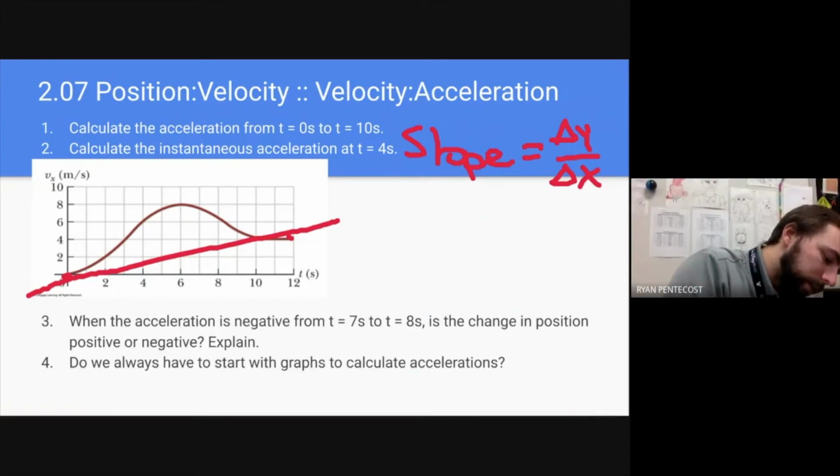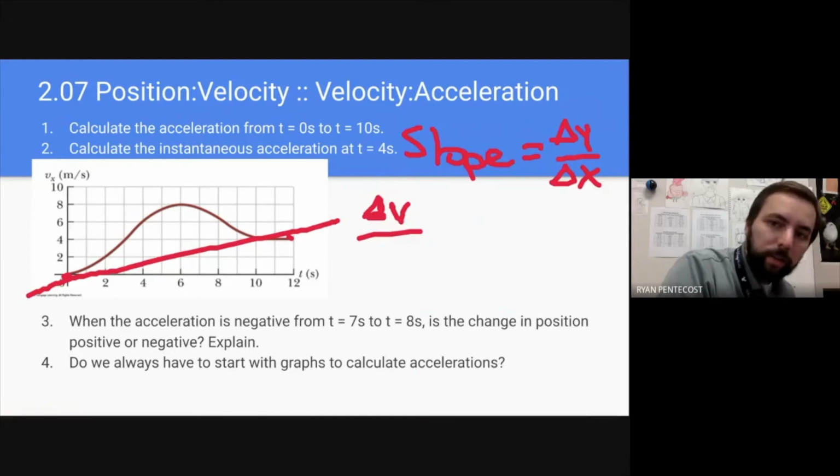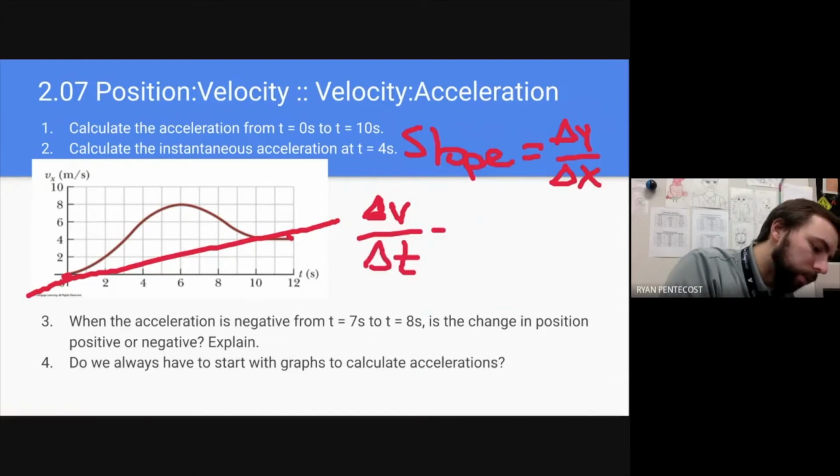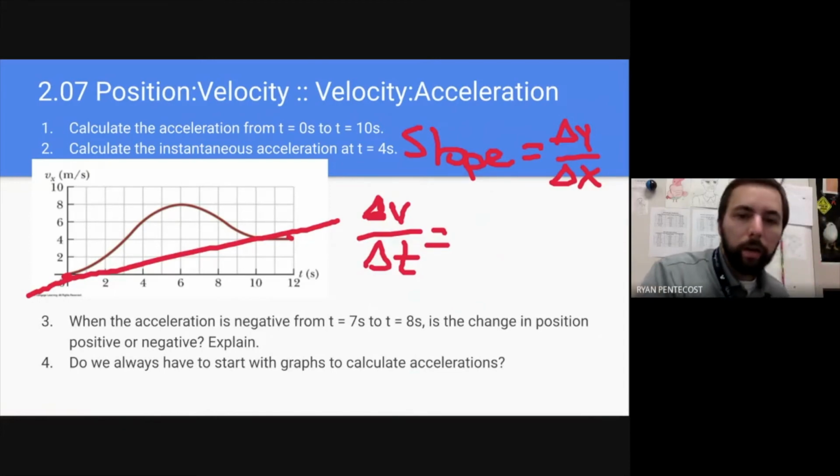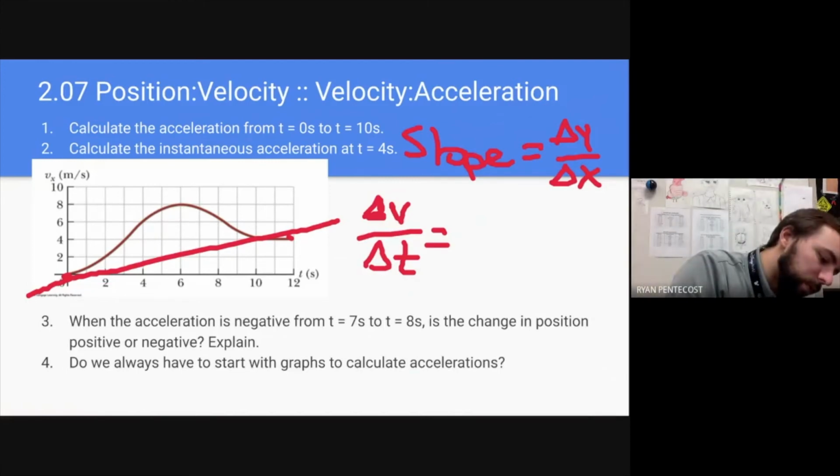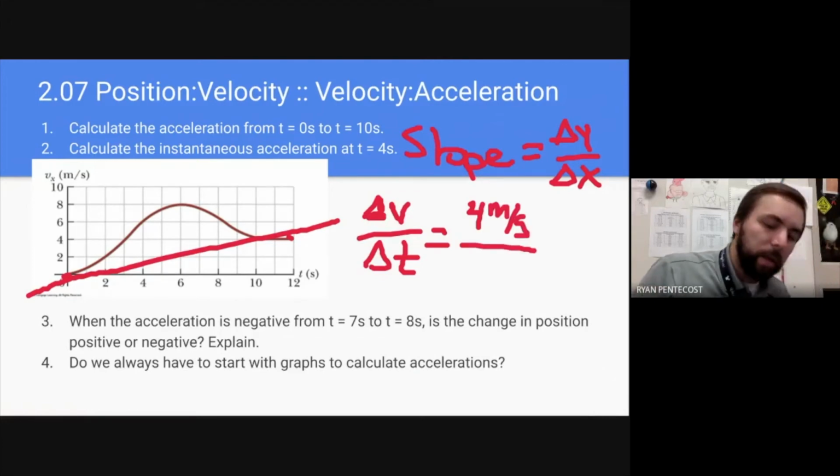The y-axis here is v, so we want the change in velocity, and the x-axis is time, so we want delta t. How did the velocity change from 0 to 10? It increased by 4 meters per second, right? So you have 4 meters per second. And how did the time change over that time period?